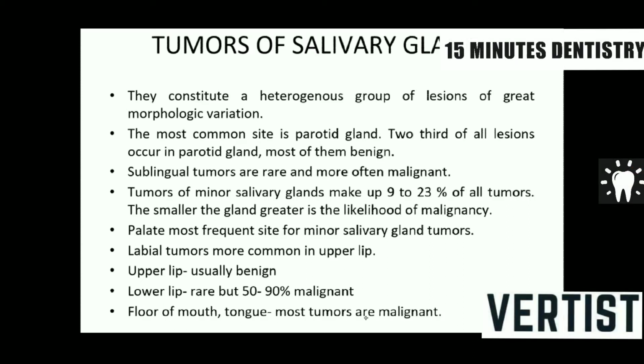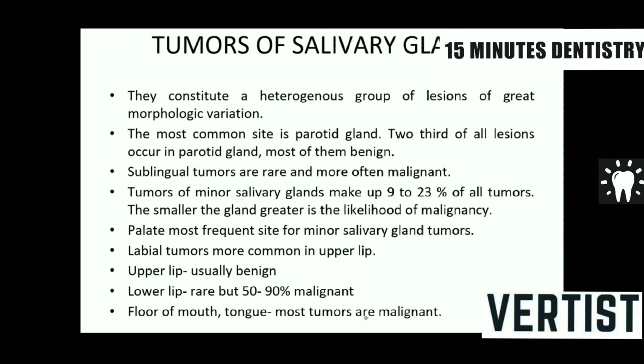Coming to the tumors of the salivary glands, they constitute a heterogeneous group of lesions of great morphologic variation. The most common site is the parotid gland. Almost 2/3 of the lesions occur in the parotid, but luckily most of them are benign. However, if the tumors occur in the sublingual region, they are more often malignant.